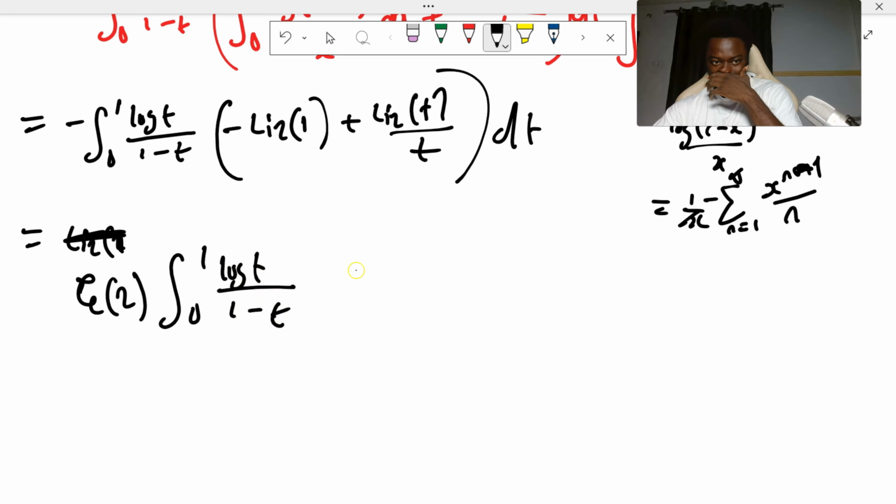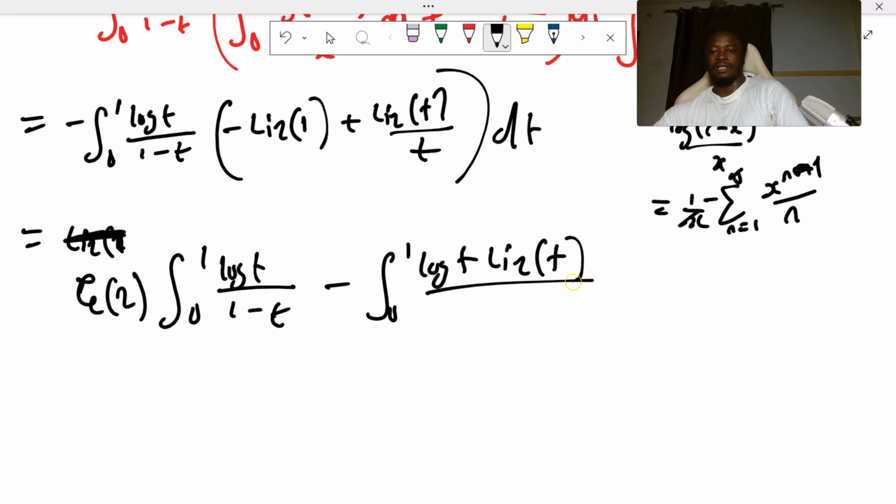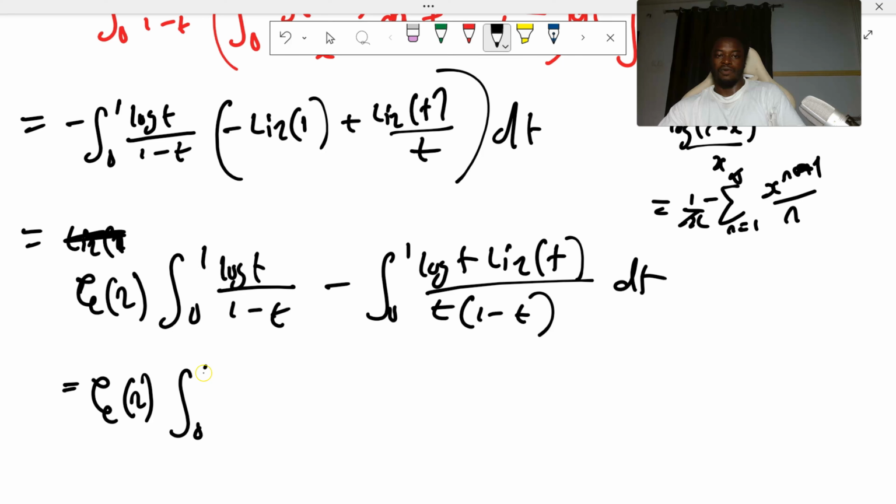Then on this part you will now have minus the integral from 0 to 1 of log t dilogarithm of t all divided by t times 1 minus t dt. Now we can do partial fractions for this, and this would be zeta of 2 times the integral from 0 to 1 of logarithm of 1 minus t all divided by t dt.